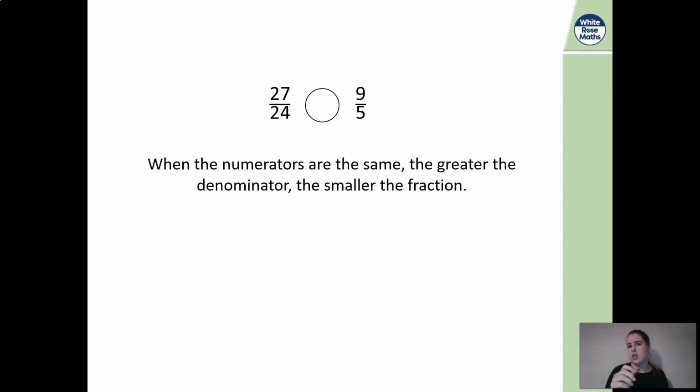But I don't see my numerators here as being the same, or my denominators as being the same. But what I do notice is that 9 and 27 are in the same times tables. Now to get from 9 to 27, I multiply by 3. So I have to multiply both my numerator and my denominator by 3. So that now gives me 27 out of 15.